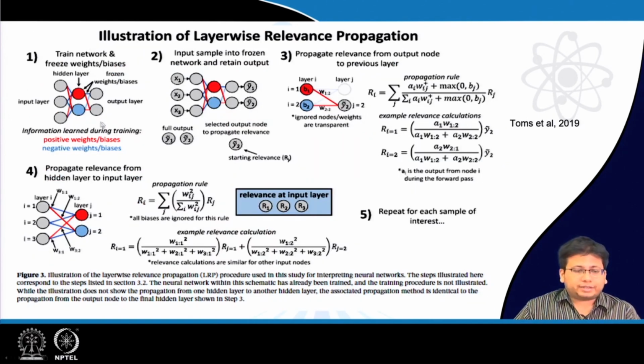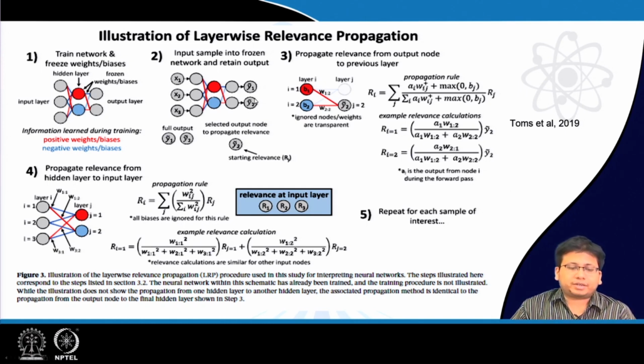So if you look at this neural network, let us say that this is my input x1, x2, x3, and once again there is no optimization of the weights to be done. That is, the neural network has already been trained, all the weights are frozen. So now let us say that when we provide x1, x2, x3 as the input, the output is found to be y1 and y2. So there are two output nodes.